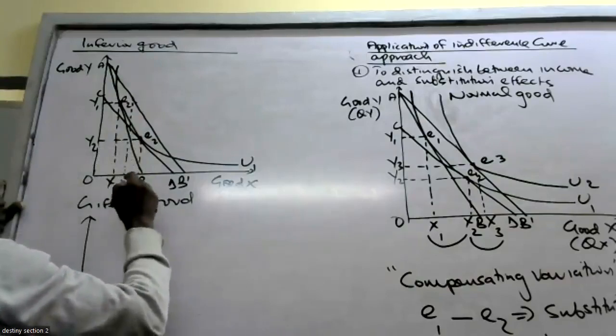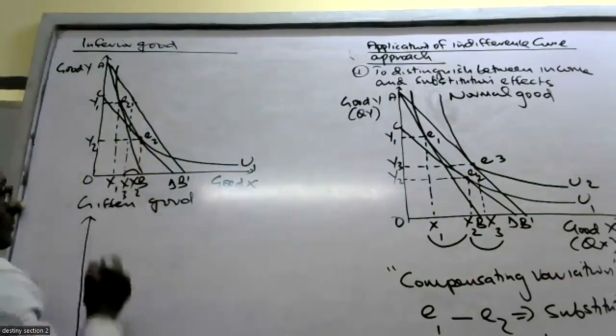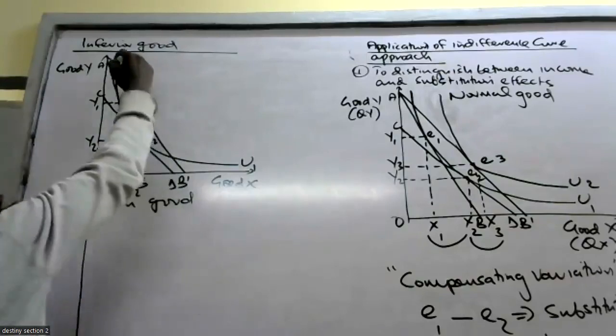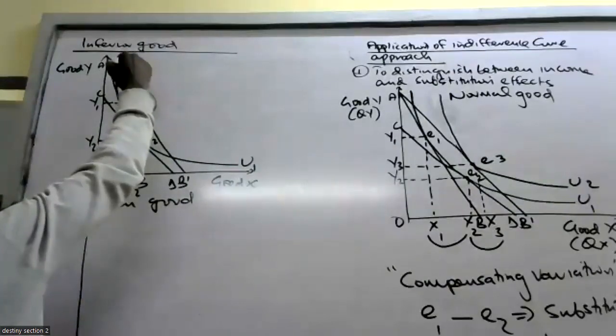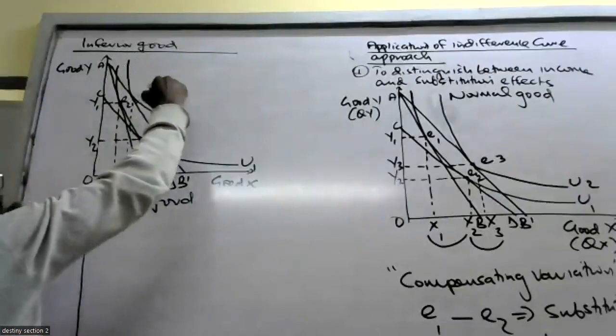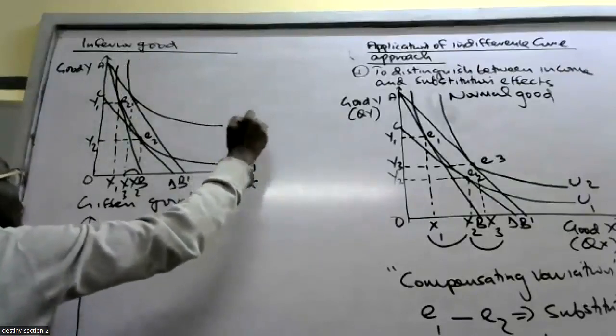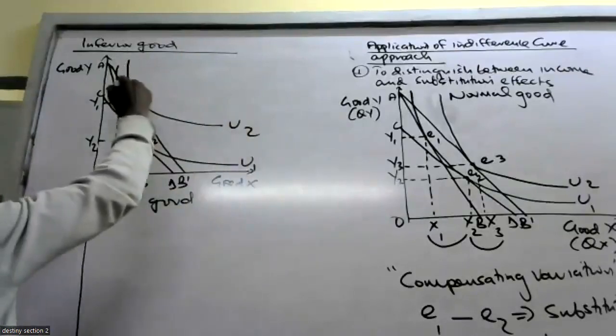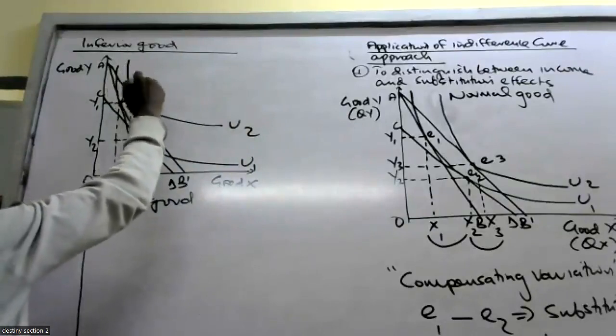X3. So now I say it goes backwards even. X3. So I will draw my indifference curve, it passes through X3 there. So this is U2. Now, I want you to notice the difference in inferior good.